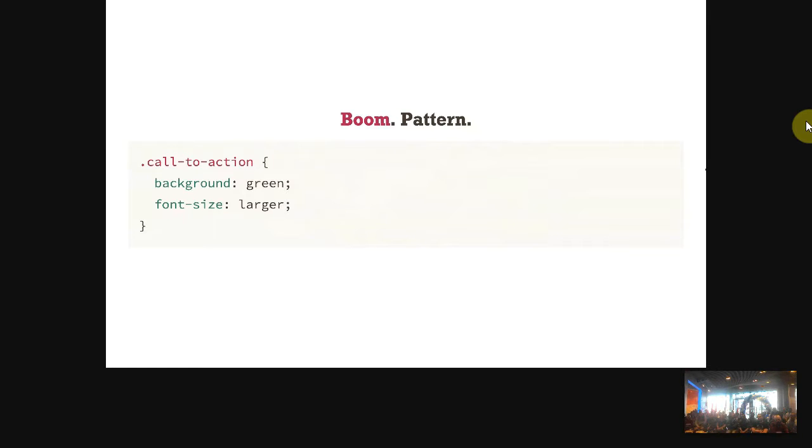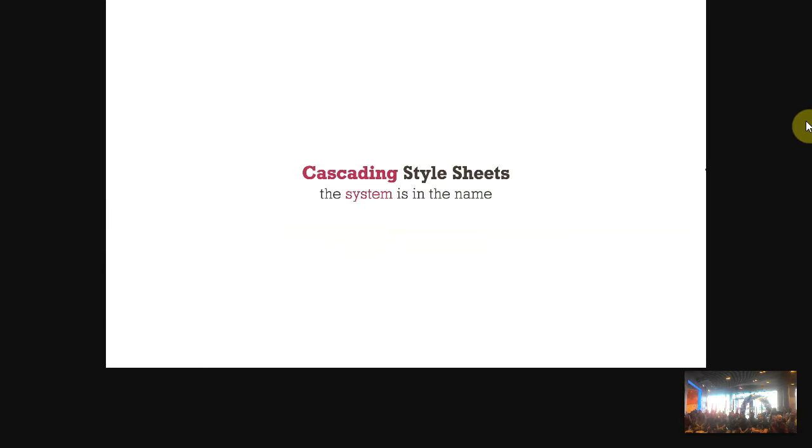Being clear about the organization of patterns in our code, that's the architecture, and that's what we're going to talk about. CSS also has built into the title the beginning of a system for how to approach architecture and organization. The system is in the name, and that's cascading. Style sheets cascade, and the cascade is about what rules take precedence over what other rules.